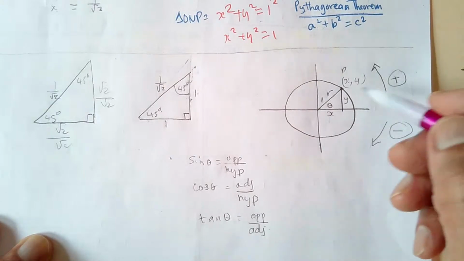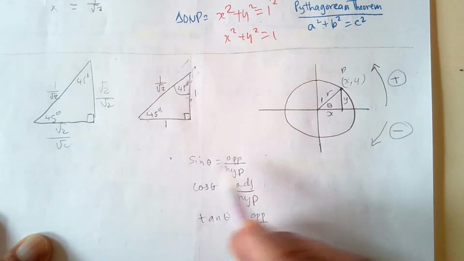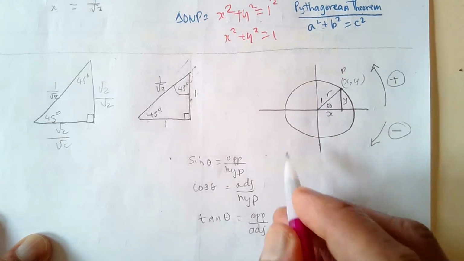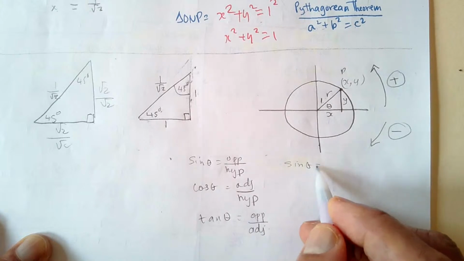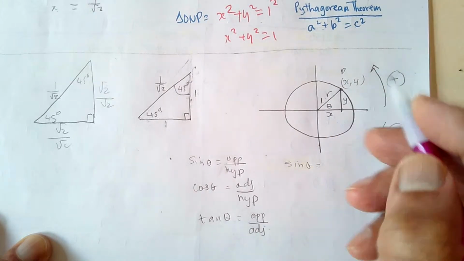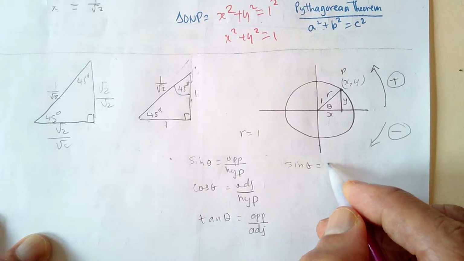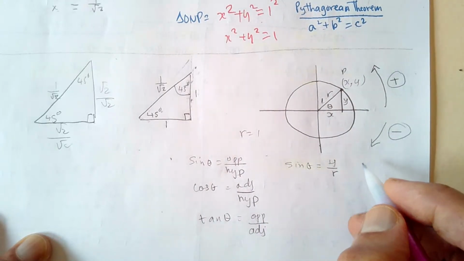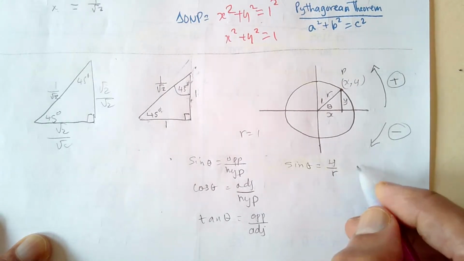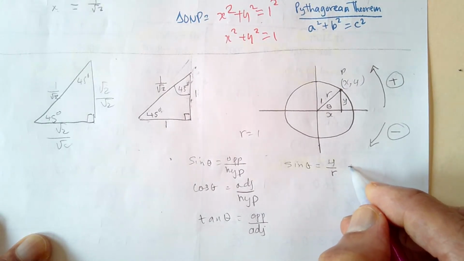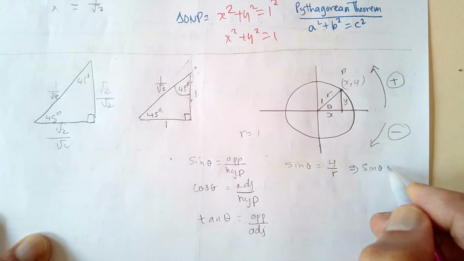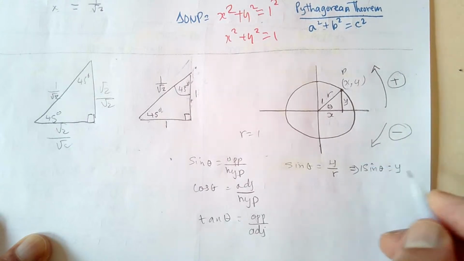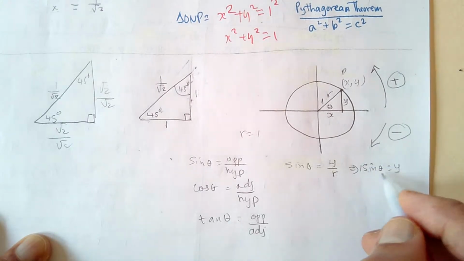Now, using this fact, let's look at what we have here. Sine theta will be y over r. If we let the radius be 1, r equals 1, so we have y over r. So if r is equal to 1, sine theta is equal to y, or 1 sine theta. So sine theta now is equal to y.